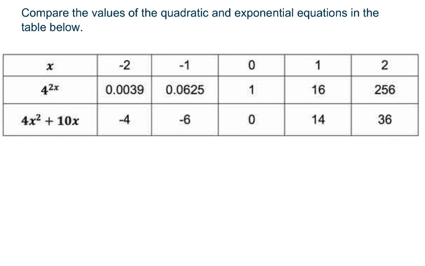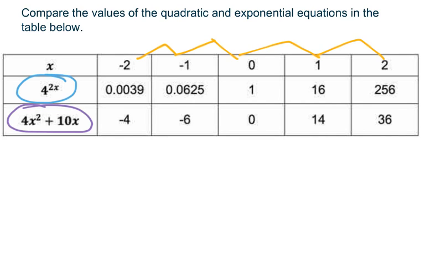Compare the values of the quadratic and exponential equations in the table below. So our exponential equation is 4 to the 2x, and our quadratic equation is 4x squared plus 10x. And we're looking at comparing these values for every change in x of 1, from -2 to -1, from -1 to 0, 0 to 1, and then 1 to 2.